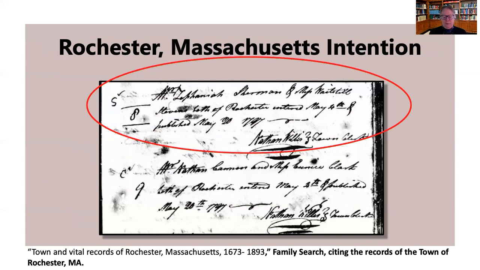So this is an example of a marriage intention recorded by the clerk of the town of Rochester, Massachusetts. Quote, "Mr. Zephaniah Sherman and Miss Waite Still Stevens, both of Rochester, intention May 4, banns, published May 20th, 1797." Now, the intention would have been recorded by the town clerk, while the banns were typically made and reported in a church. Banns are the public announcement of an intended marriage, typically made on 2 or 3 Sundays before a couple plans to marry.